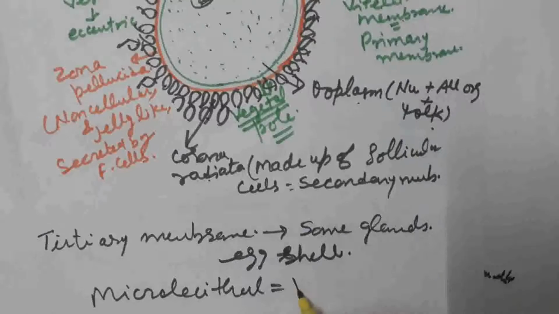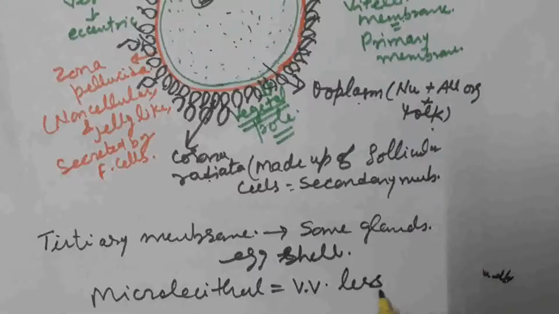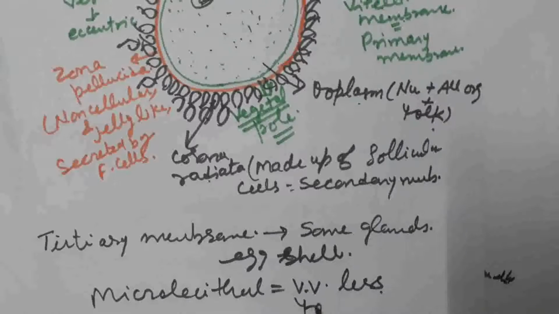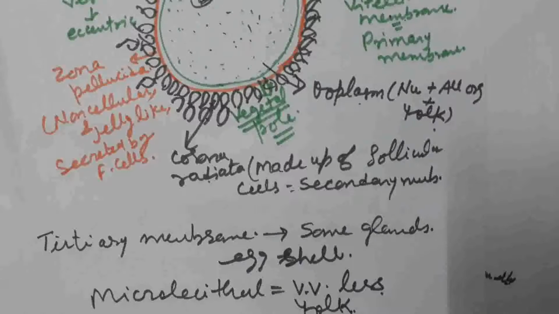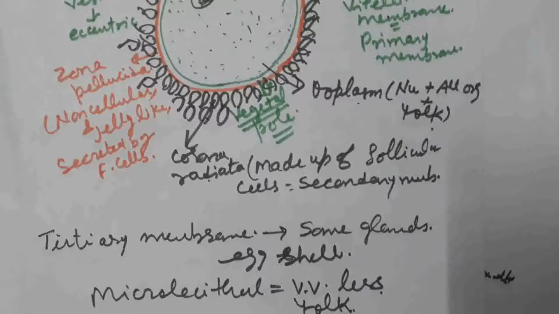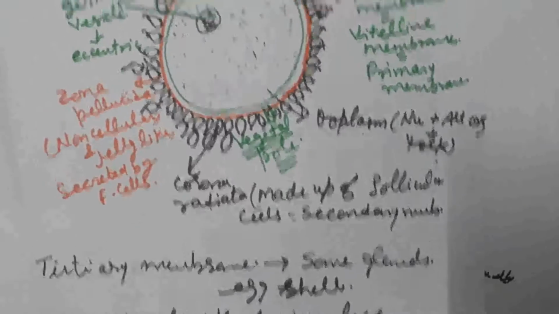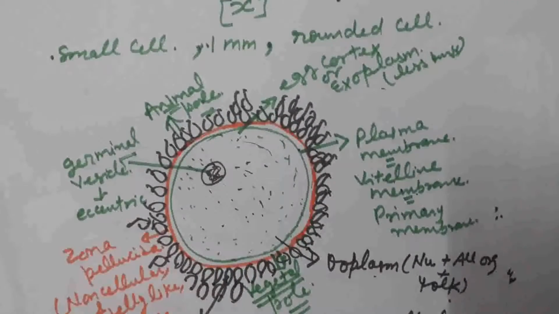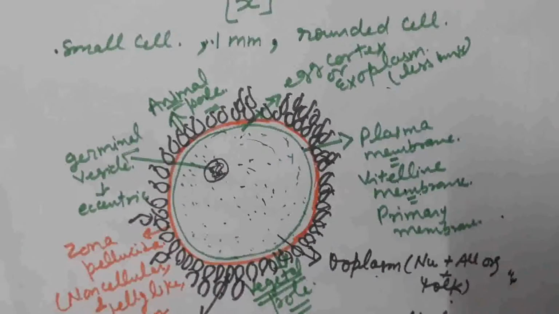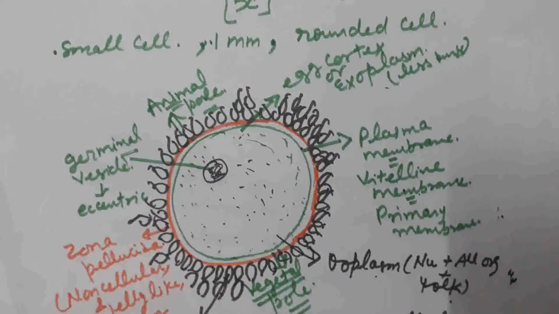Microlecithal means very little nutritive material, that is yolk, is present in the human egg cell inside the ooplasm, because nourishment is provided by the placenta through the mother's body. That's why a very small amount of yolk or nutritive material is present in the human egg. So the human egg is microlecithal.